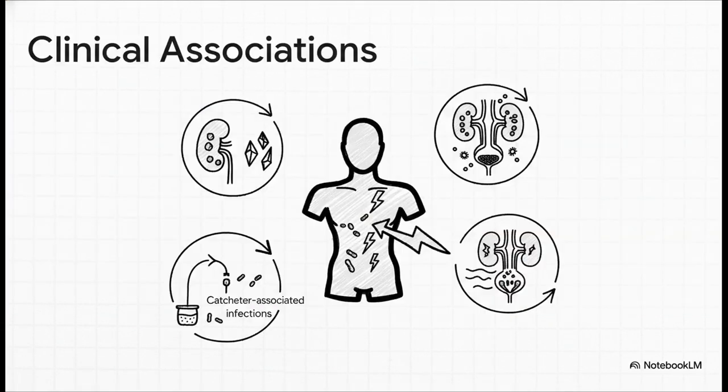And that's not all it does. This microbe is notorious for causing nasty, complicated urinary tract infections, especially in people with catheters. And if you don't treat it, that infection can spread to the bloodstream and cause something called urosepsis, which is absolutely life-threatening. So getting this ID right, and getting it right quickly, is critical.